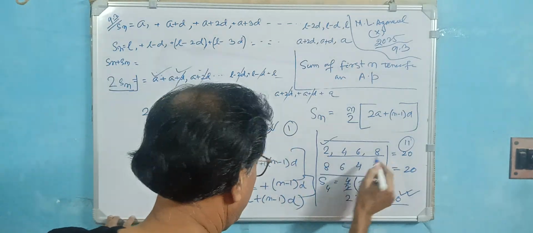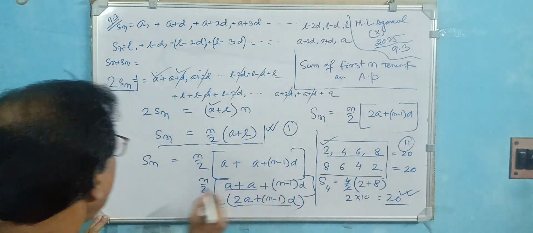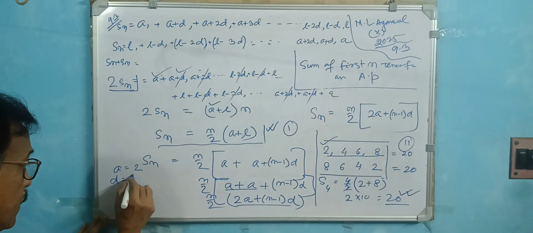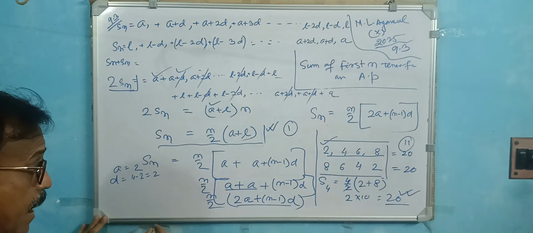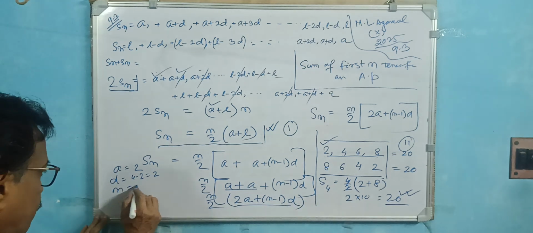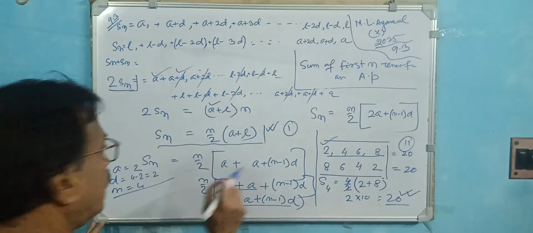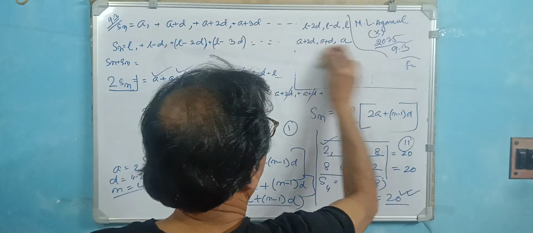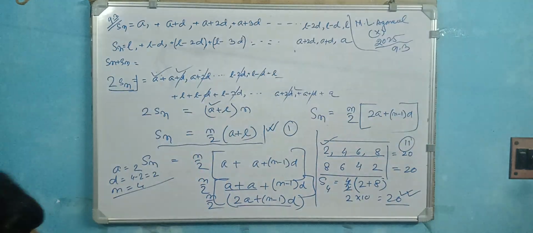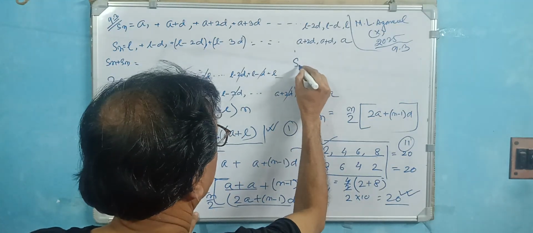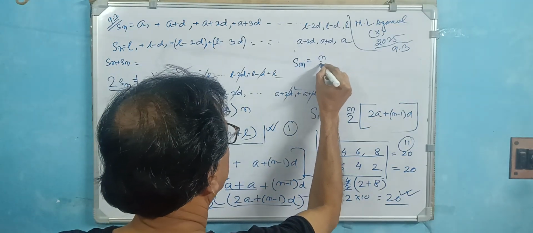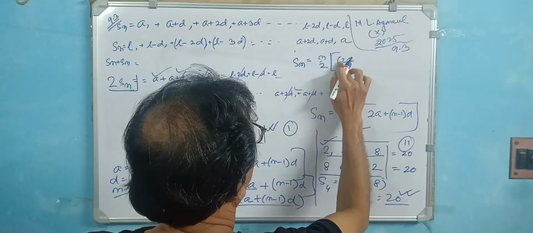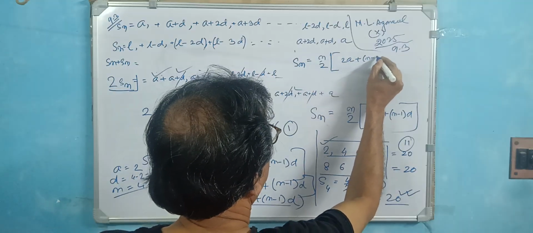Now, if you apply the formula in this way, here the first term a is 2, common difference is 4 minus 2, that is 2, and the number of terms n is 4. Now you use the formula. Suppose what is the application? Sn is equal to n by 2 (2a + (n - 1) into d).